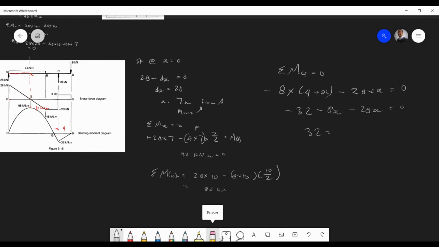So we can carry 32 to the other side. Oh, this is supposed to be positive. It's a positive moment, sorry. And we end up with 20x equals 32. So 32 divided by 20 will give us 1.6. So we know x is 1.6. So we add the 4, that'll be 5.6 meters from D, because we've determined x to be 1.6 meters.